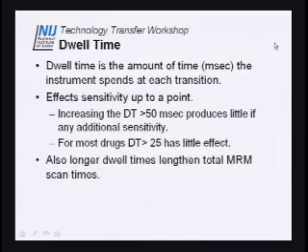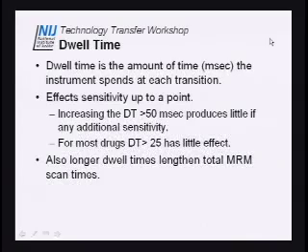The dwell time is the amount of time the instrument spends on a particular transition. Remember, a transition is parent to daughter. Dwell time is the setting that says how long do I want to spend looking for this parent to daughter transition. It affects the sensitivity up to a point, but decreasing or increasing the dwell time above about 50 milliseconds produces little, if any, additional sensitivity. And for most of our drugs, a setting above 25 has little or no effect. A longer dwell time also lengthens the total MRM scan time.